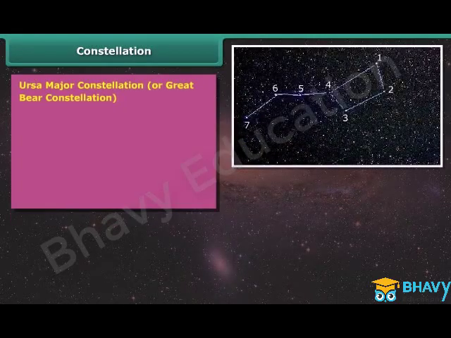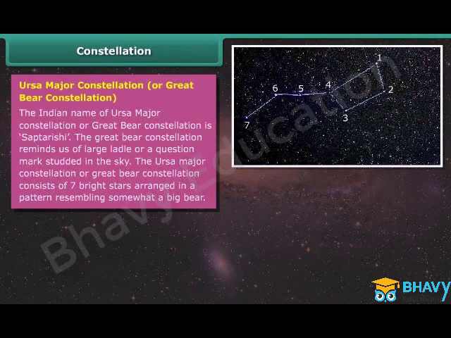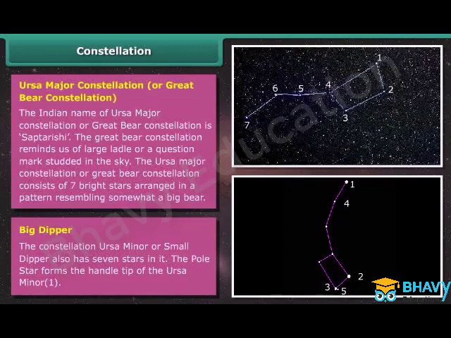Ursa Major Constellation or Great Bear Constellation. The Indian name of Ursa Major Constellation or Great Bear Constellation is Saptarishi. The Great Bear constellation reminds us of a large ladle or a question mark studded in the sky. The Ursa Major constellation consists of 7 bright stars arranged in a pattern resembling somewhat a big bear. The constellation Ursa Minor or Small Dipper also has 7 stars in it. The pole star forms the handle tip of the Ursa Minor.